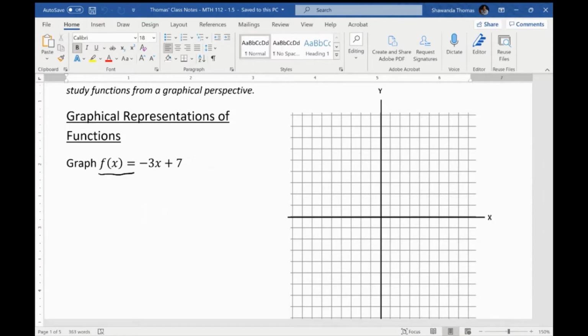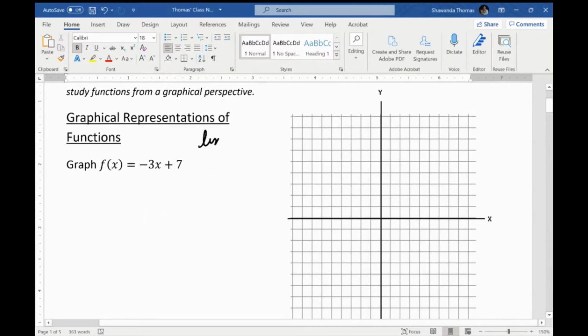Can anyone tell me what type of function you think that is? Linear. That's nice. Someone knew it was linear. If you knew it was linear, great. How do you know it's linear? The exponent, if it's not 2 or above. Exactly. Okay.